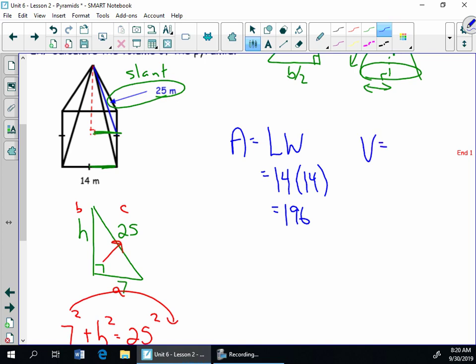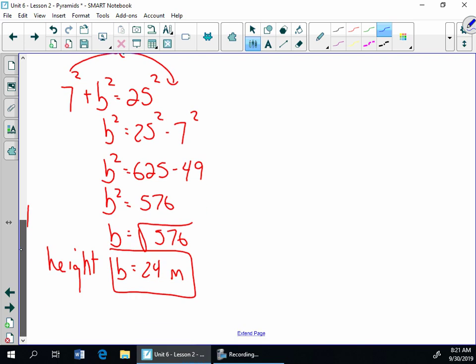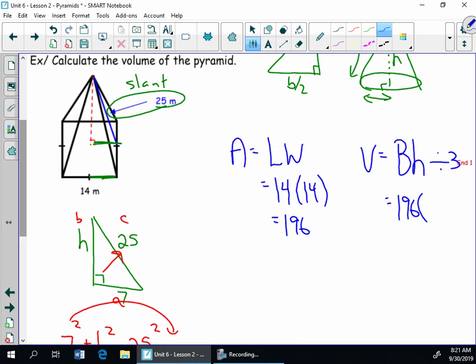My volume is base times height. Comes to a point, so I'm going to divide by 3. So 196 times our height that we just figured out, 24. And then divide it all by 3. And I get 1,568 meters cubed.